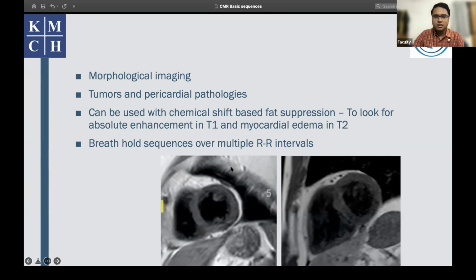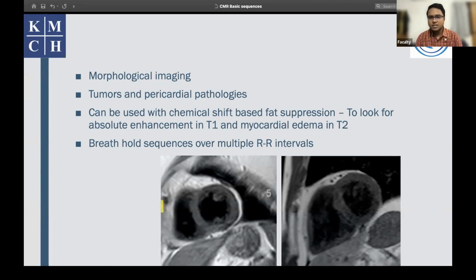So here you can see this is a T1 weighted double inversion recovery sequence. This is a T2 weighted double inversion recovery sequence. And you can see that the signal from the blood is completely nulled, and there is a much better contrast between the blood pool and the myocardium. This sequence can also be used in combination with the chemical shift based fat suppression. A T1 fat suppressed image can be used to look for absolute enhancement, especially in tumors and in pericardial pathologies. And a T2 based sequence with fat suppression can be used for looking at myocardial edema.